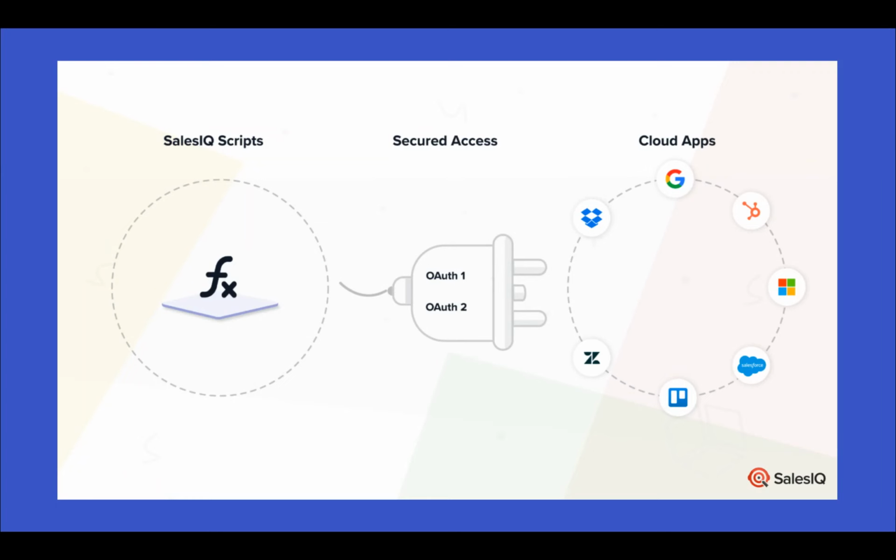In Deluge, there are 4 HTTP methods: get, post, put, and delete, and 3 authentication types: basic, OAuth 1, and OAuth 2, where OAuth 1 and 2 are used to establish secure access between SalesIQ and other apps.